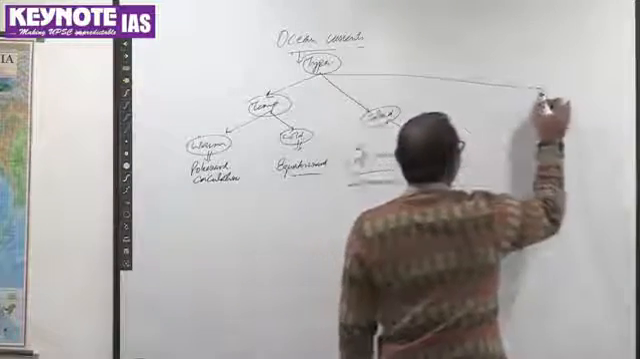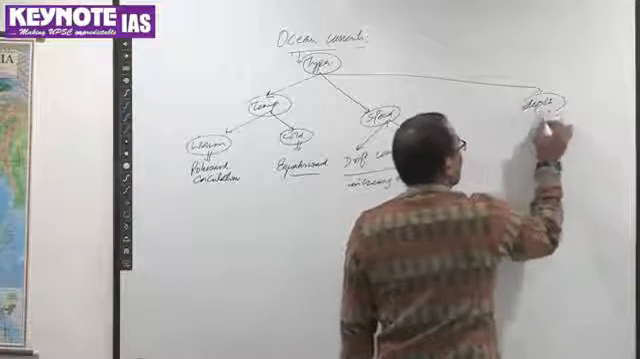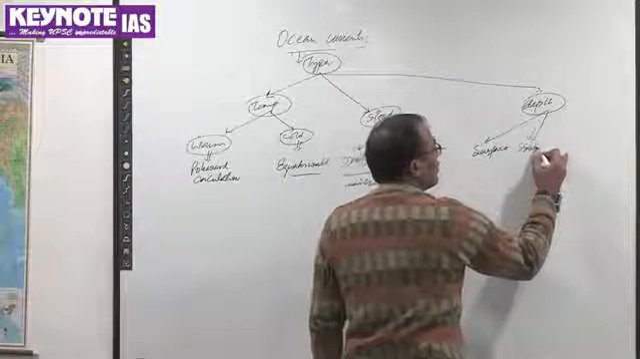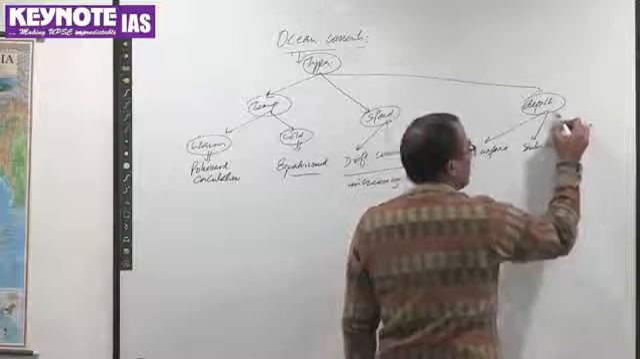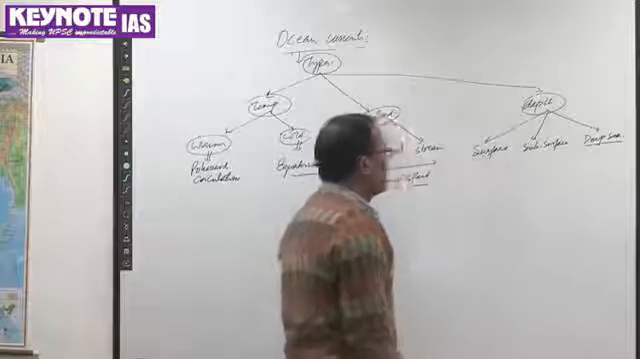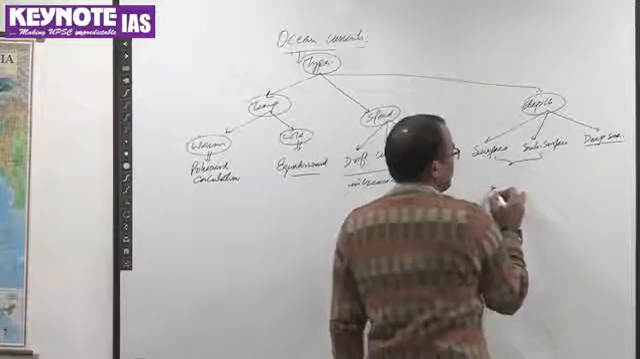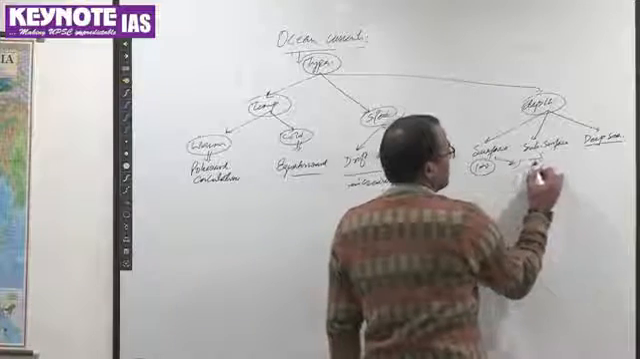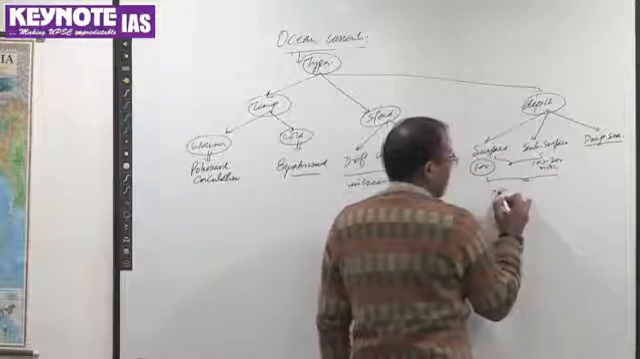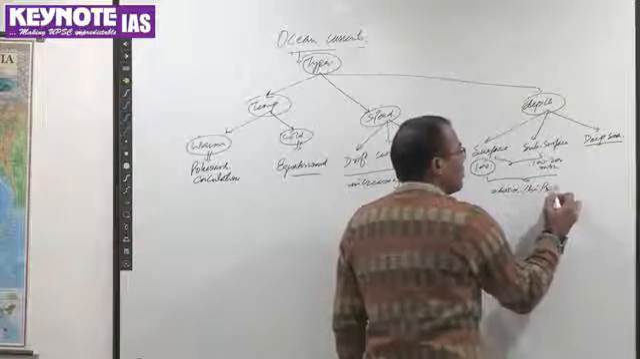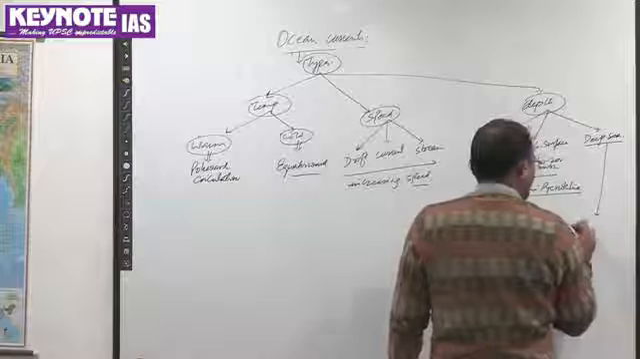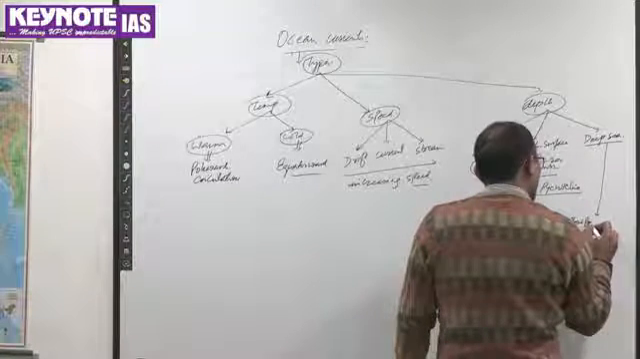Then on the basis of depth of the ocean water, we have surface current and then we have deep sea current. Surface currents go up to 100 to 200 meters roughly, that is basically above the pycnocline. Deep sea current is below the pycnocline.